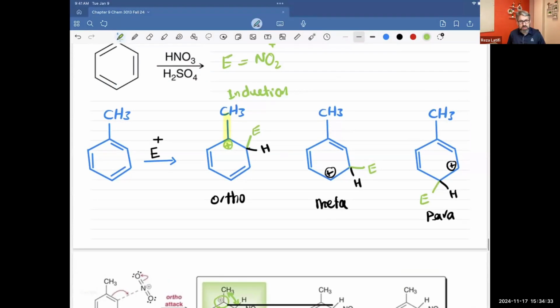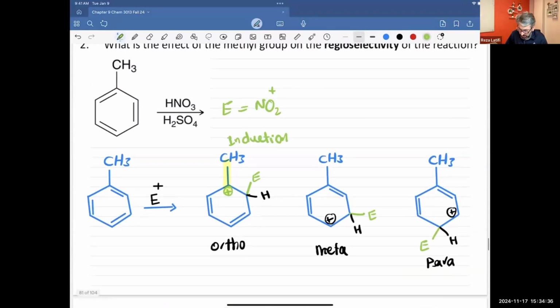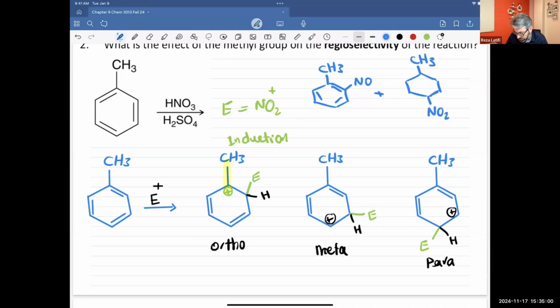So what's the product of this reaction? I'm going to say the product will be this. Okay, we will get mainly the ortho plus the para product. This one will be NO2. Okay, how about the meta? Meta will be a really, really small number.